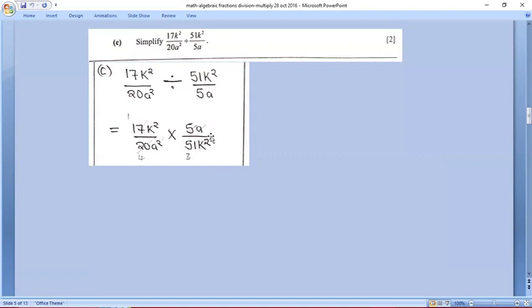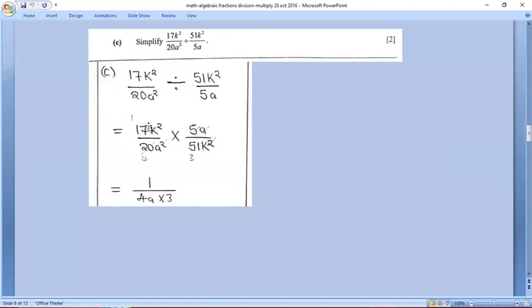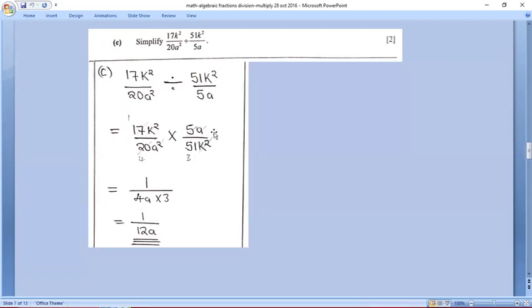After cancelling all that, what will remain? For the numerators, everything has been cancelled. The 17, the k squared, the 5 and the a have all been cancelled. So we just remain with 1. Remember, when we are cancelling, we are dividing. So on top, there will be 1 times 1 times 1 times 1, which is just 1. At the denominator, we remain with 4a times 3, which gives us 12a. And this is our final answer.